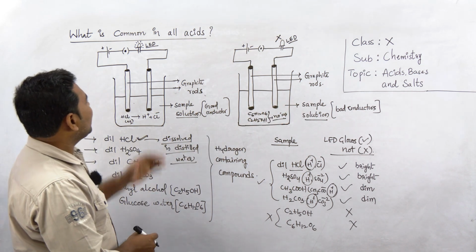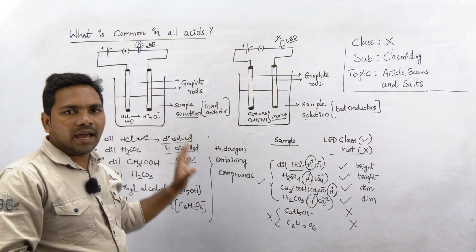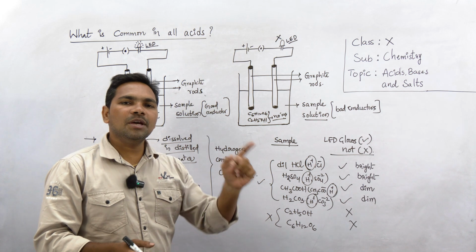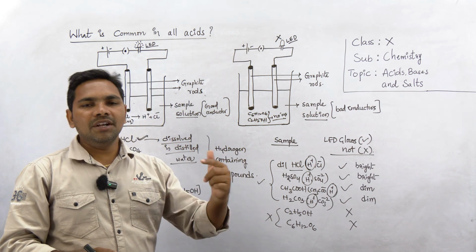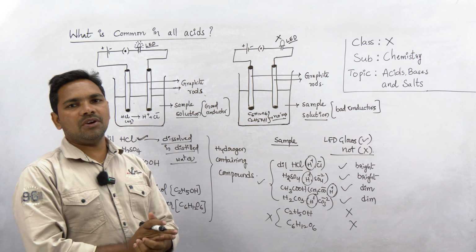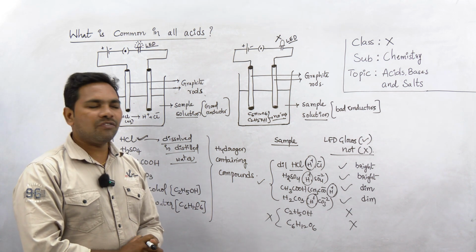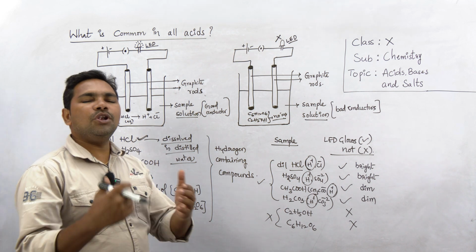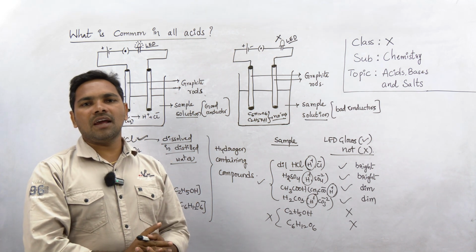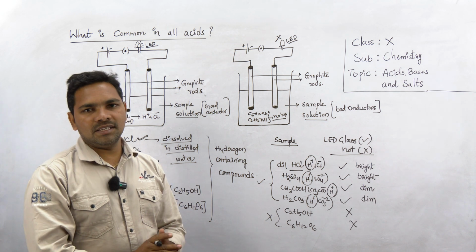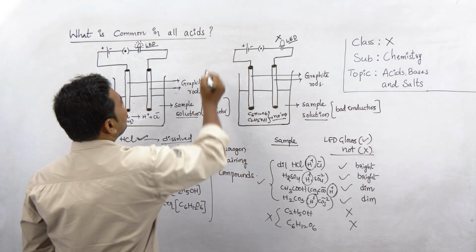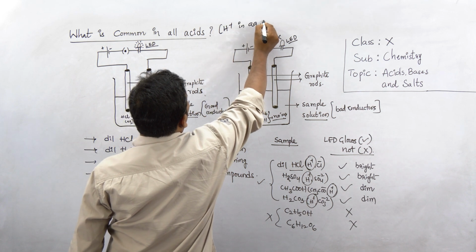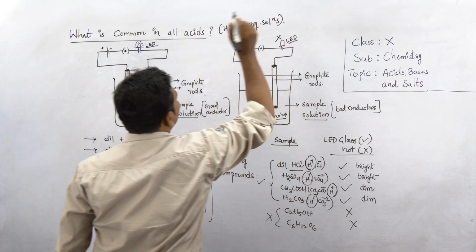Now, from this, we can identify what is common in all acids. All acids contain hydrogen and they produce hydrogen ions. They undergo ionization and produce hydrogen ions in their aqueous solutions. Now, from this, we can define the substances that contain hydrogen and produce hydrogen ions in their aqueous solutions are called acids. So, all acids contain H+ ions common in their aqueous solutions, right?